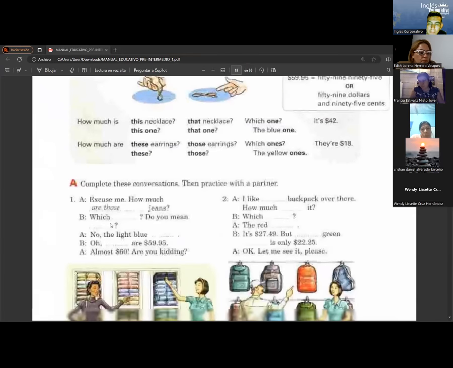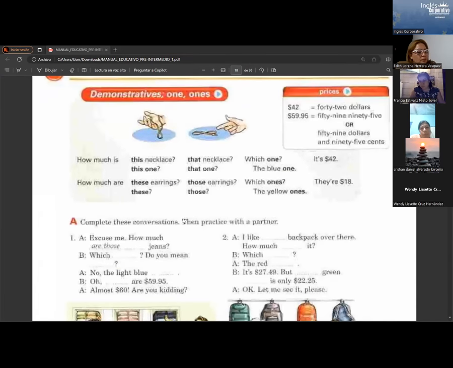Okay. Well, vamos a ver un poco sobre los demostrativos, one and ones. Tenemos: how much is this necklace? ¿Recuerdan cuando utilizamos this? Este. ¿Es para singular o plural? Singular. Objetos que están cercanos a nosotros. Okay. How much is this necklace?